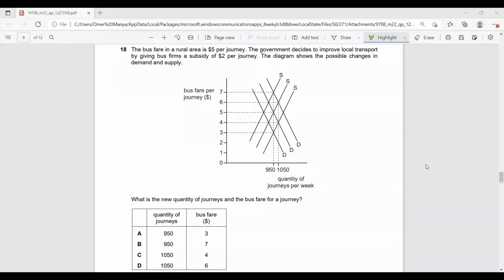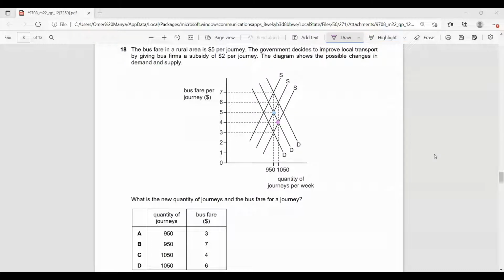Question 18. The bus fare in a rural area is $5 per journey. The government decides to improve local transport by giving bus firms a subsidy of $2 per journey. The diagram shows the possible changes in demand and supply. What is the new quantity of journeys and the bus fare for a journey?